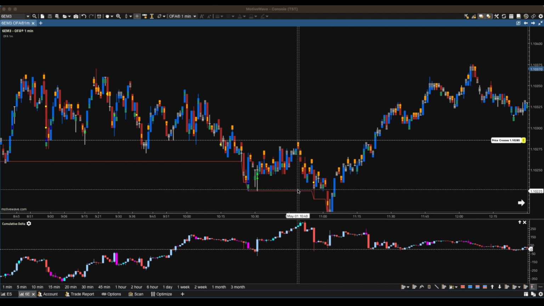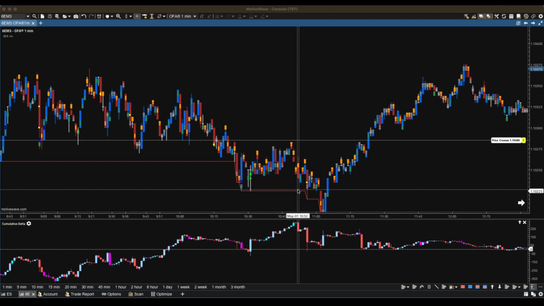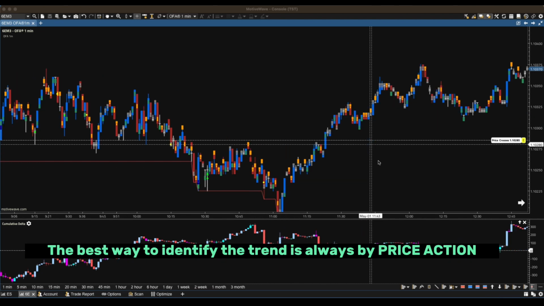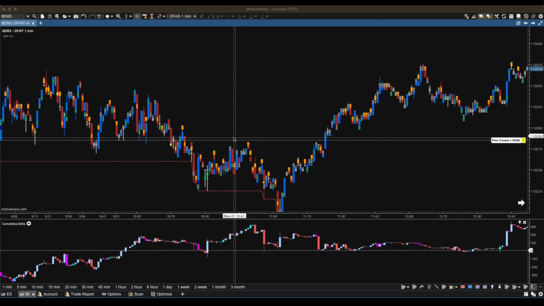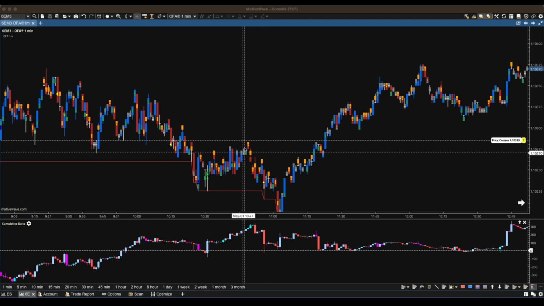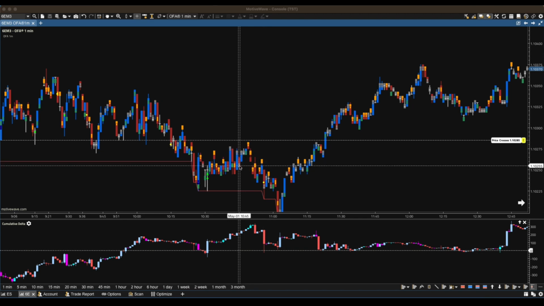We must always look for a context. The best way to identify the trend is always by the price action, only when you see a break of structure. So basically only after the price is doing something, not before. Most traders tend to use the cumulative delta volume to anticipate the market, which is a very high risk trading style.